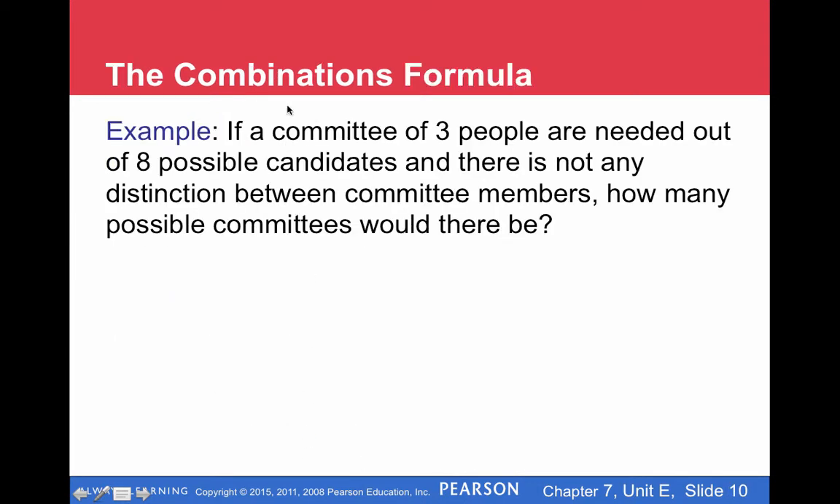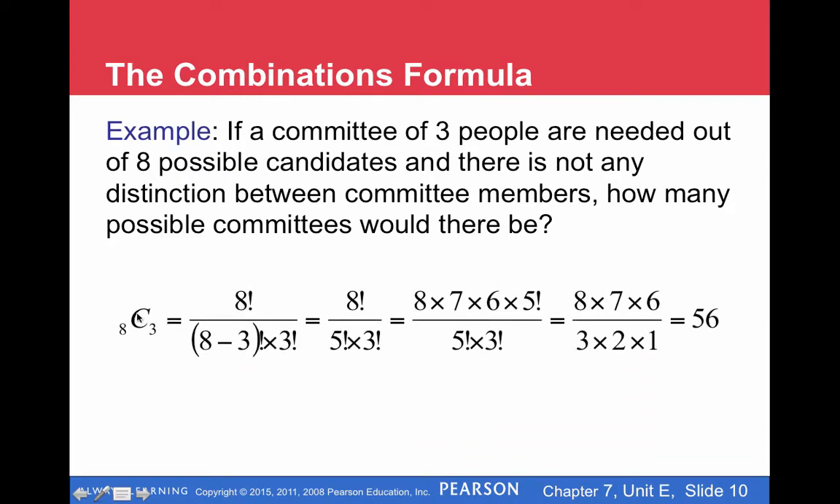Usually when we select a committee, a group of people to represent something, the order of who we select does not matter. It's just that we have a group of people and there is no rank or class within the committee. So if we want to select a committee of 3 people out of 8, and there's no distinction between committee members, how many possible committees would there be? So we're going to do the 8 combination 3 formula.